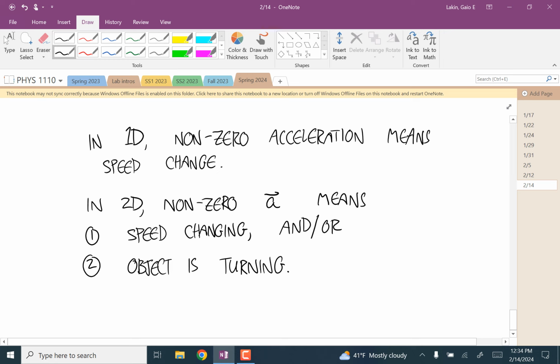Okay, so why is that in 2D and why isn't it in 1D? Well, it's pretty simple why acceleration doesn't cause turning in 1D. There's no such thing as turning. We're just talking about motions along a straight line. So all it can do is just go forward and back. There's no such thing as turning. Okay.